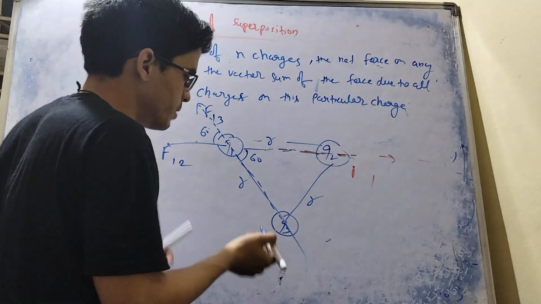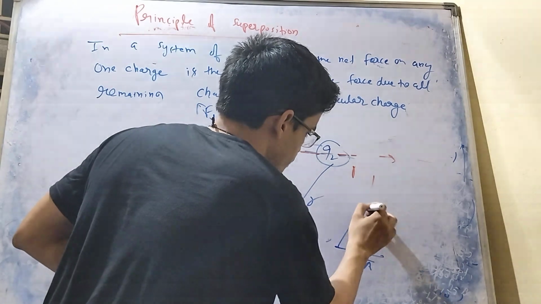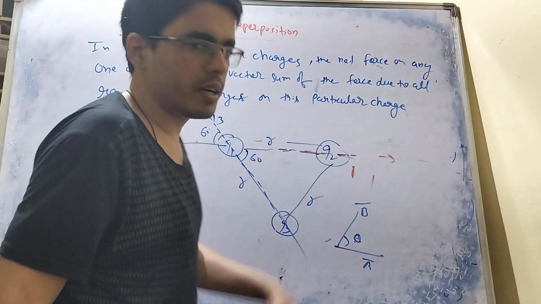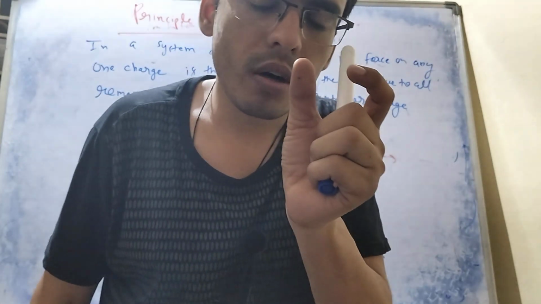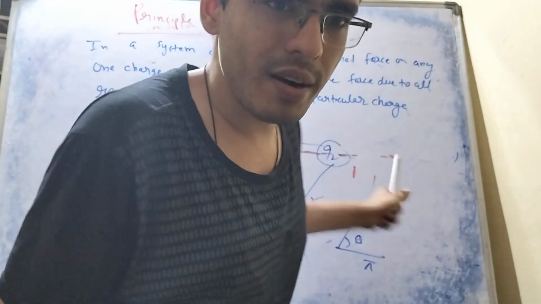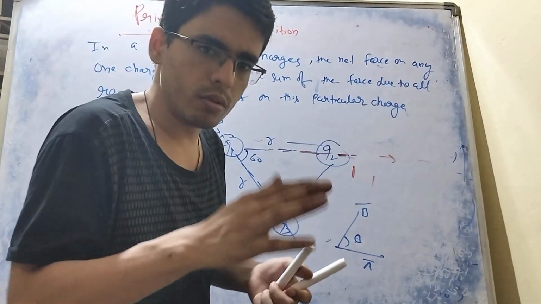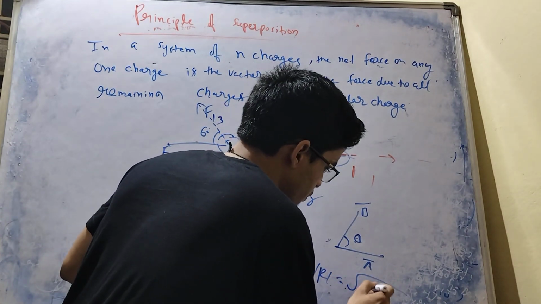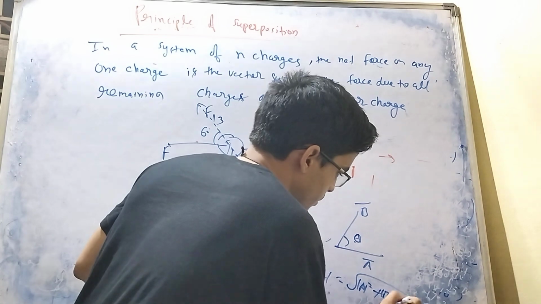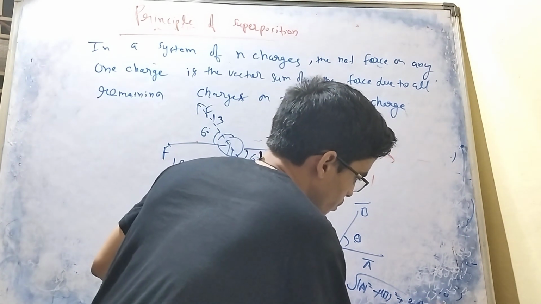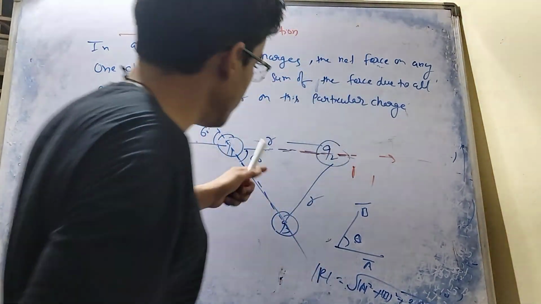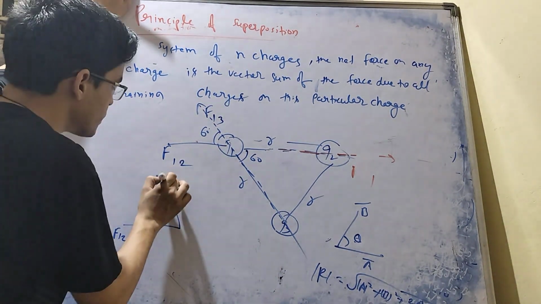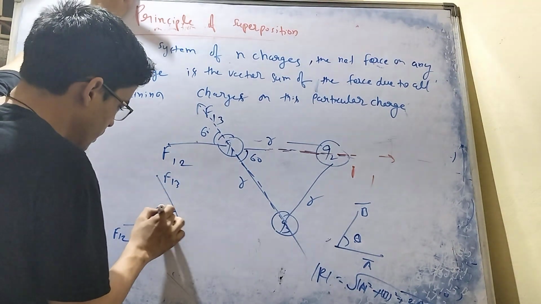Now suppose we have vector a and vector b at 60 degrees or any angle theta. Both are vector quantities, and I want to calculate the resultant. The magnitude of the resultant equals the square root of a squared plus b squared plus 2ab cos theta. Am I correct? Similarly here, this is F12 and this is F13, and this angle is 60 degrees.